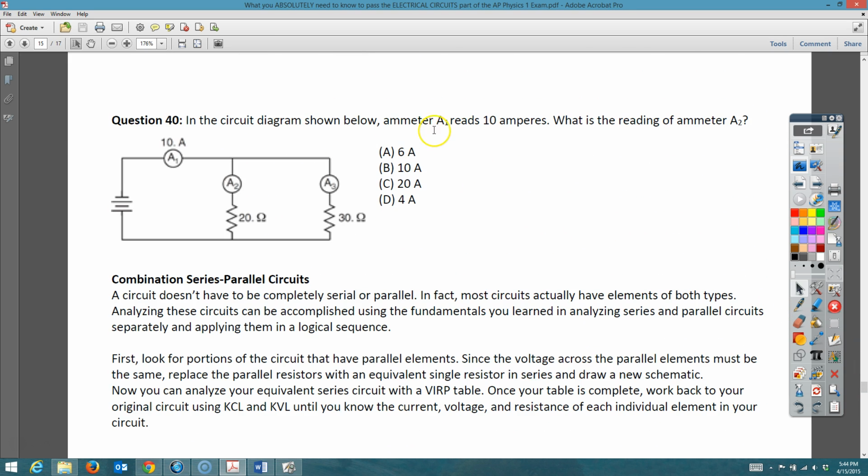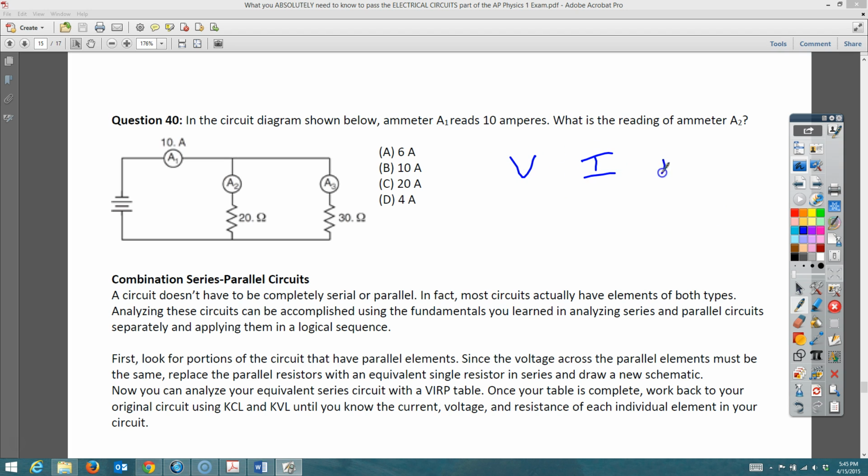It says in the circuit diagram below, the ammeter A1 reads 10 amps. What is the reading of ammeter A2? So this is another one that we can just use our good friend the VIRP table. So we're going to do VIRP. We know the voltage for the first resistor is something that we don't know. They didn't give us voltage, but we can find it.